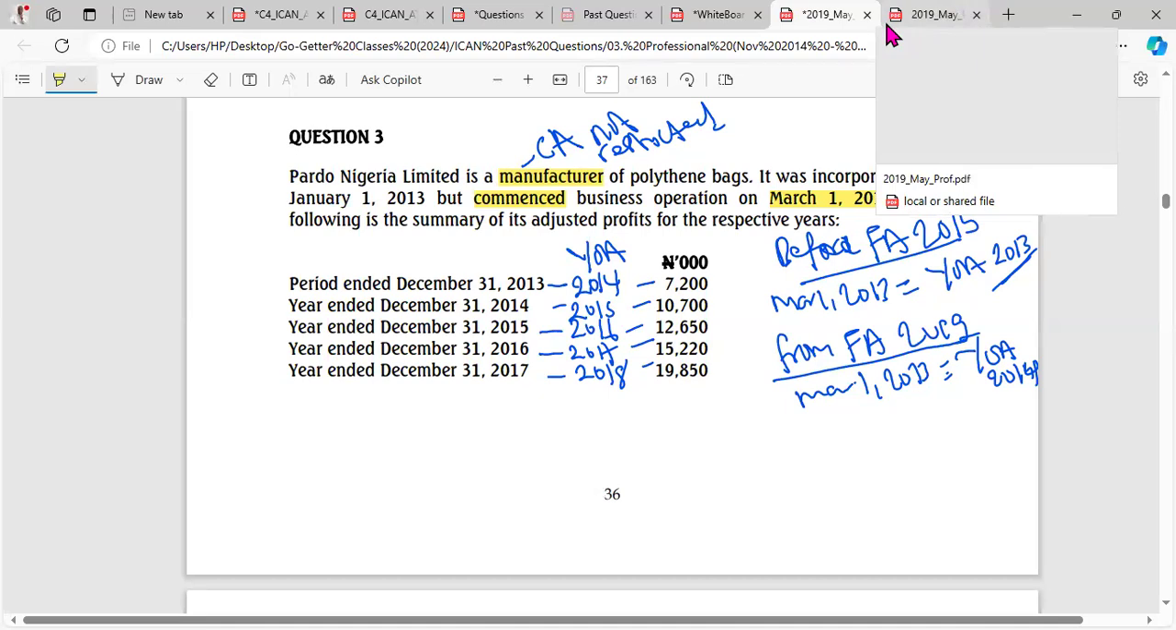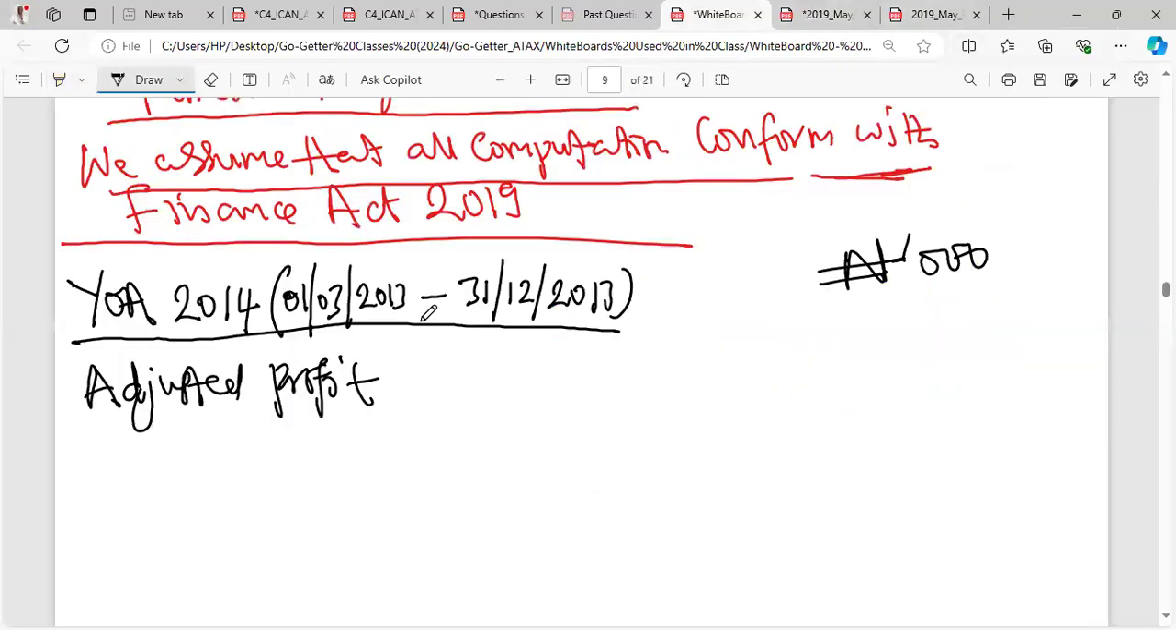So the new rule is saying here that because we are using preceding year basis, your first year will start from the date the business commences and will end in the first accounting period. So your accounting period started from March 1 and ended in December 31st of the same year. So that's why we use that basis period. So it's 7,200,000. So that's 7,200. So that's the adjusted profit.